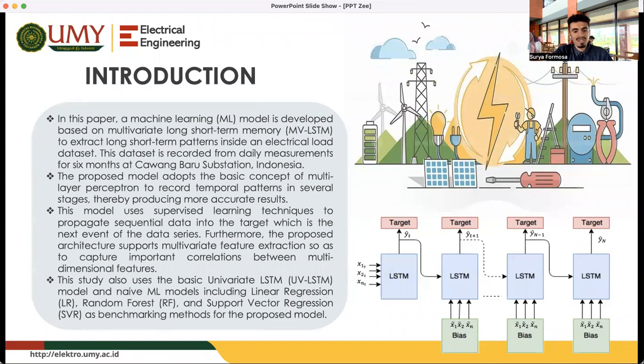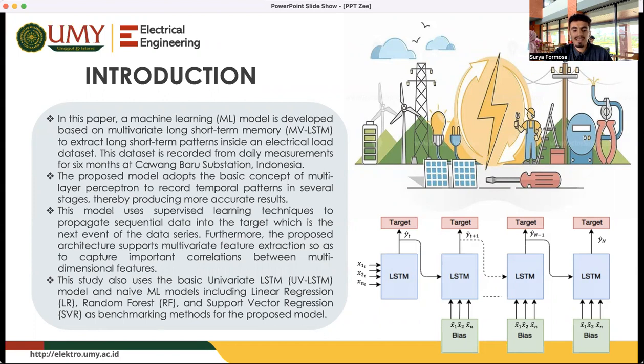And now I'm going to mention machine learning. A machine learning (ML) model is developed based on multivariate long short-term memory, which is MV-LSTM, to extract long short-term patterns inside an electric load dataset. This dataset is recorded from daily measurement for 6 months at Cawang Baru Substation, Indonesia. The model adopts the basic concept of multi-layer perceptron to record temporal patterns in several stages, thereby producing more accurate results.